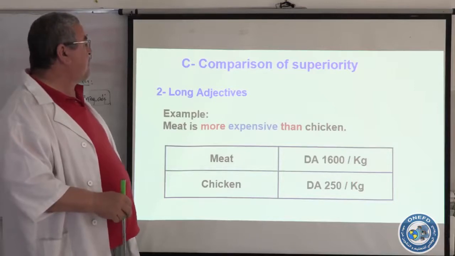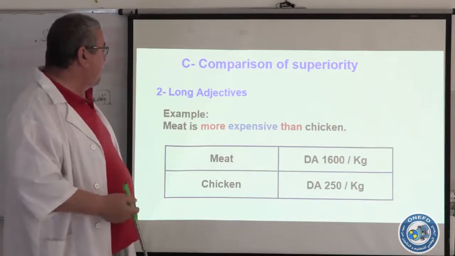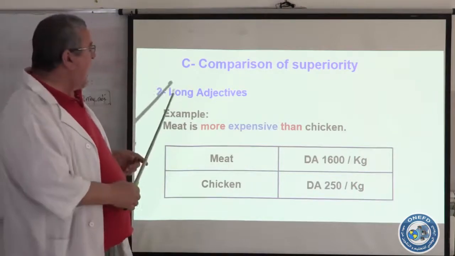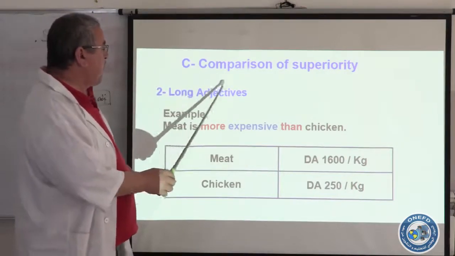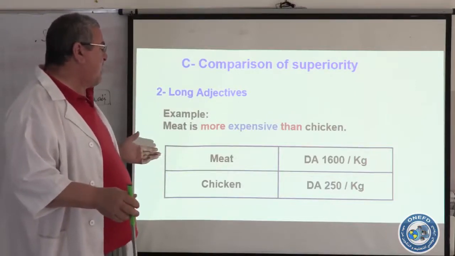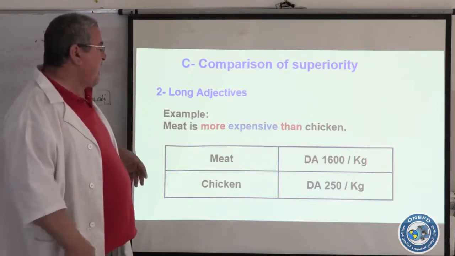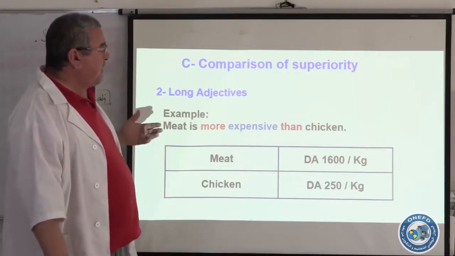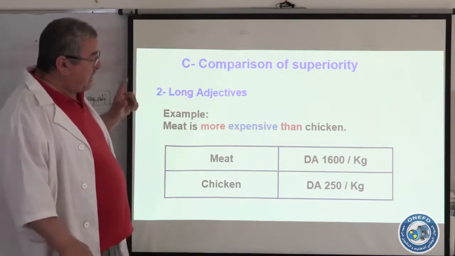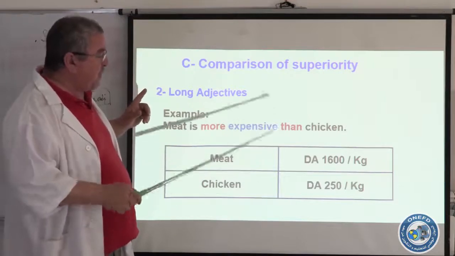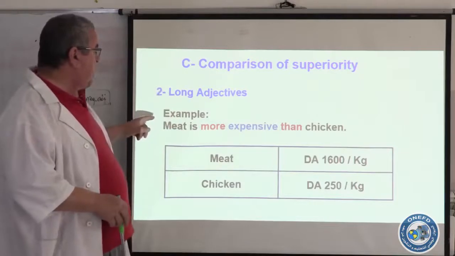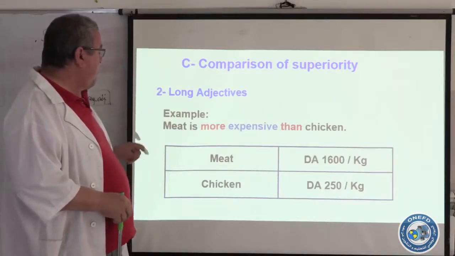Now let's move to comparison of superiority. We have talked about short adjectives. Now we're going to talk about long adjectives. Now what do we call long adjectives? Long adjectives are adjectives that have 2 syllables or more, except for the adjectives that end in Y. You remember. So let's have a look at this example.